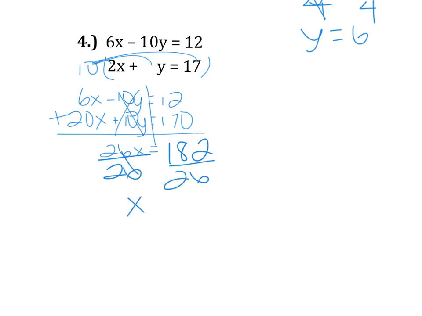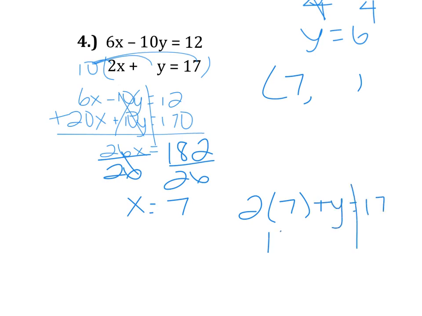When we do that, we'll get x is equal to 7. So again, we know the first number in our ordered pair. We're now going to go back and plug it in. I'm going to plug it into the bottom equation this time. So I'm going to take 2 times x, or 2 times 7, plus y equals 17. So that gives me 14 plus y equals 17. So I'll subtract 14 from both sides to get y equals 3.